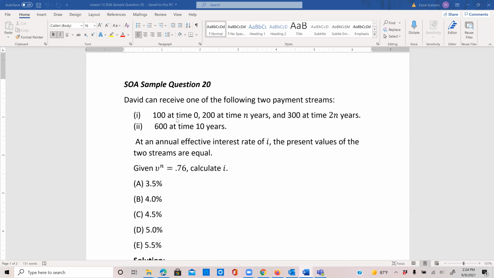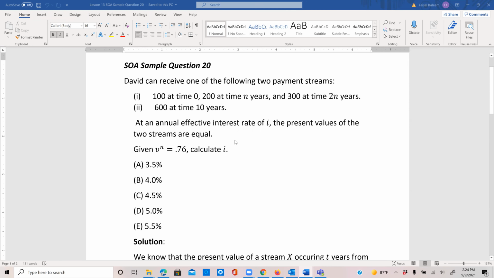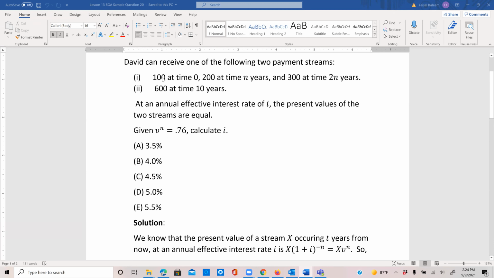So the first stream consists of these three payments: 100 at time 0, 200 at time n, and 300 at time 2n years. Since the present values of the two streams are equal, we will calculate the present values of both and set them equal to each other. For the first one, the present value will be this 100. That sits right at time 0, so its present value is 100.